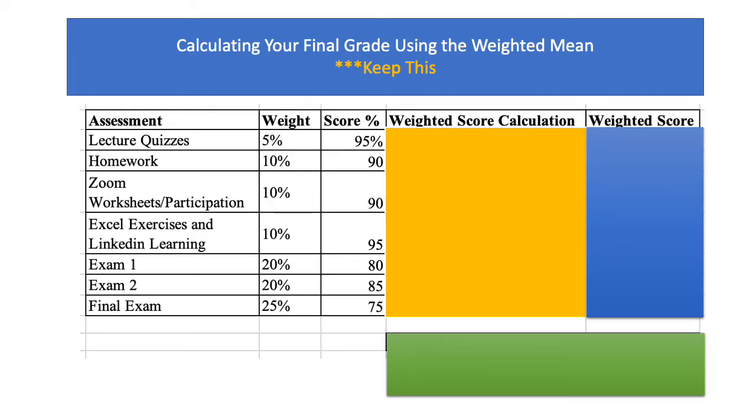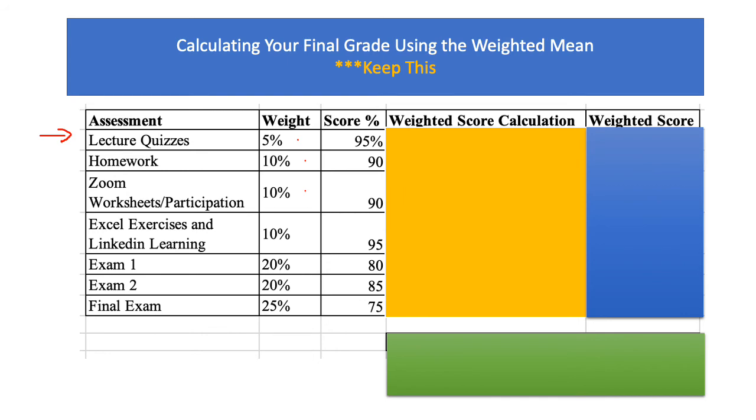One application of the weighted mean is to calculate your final grade. Here I've posted basically our entire grade book and how I'm going to weight the course. You'll see here the lecture quizzes are 5%, your homework is 10%, etc. Now let's make an assumption that a random student had these specific scores. They got 95% on their lecture quizzes, 90% on their homework, etc. You can have a look at the rest of those scores.